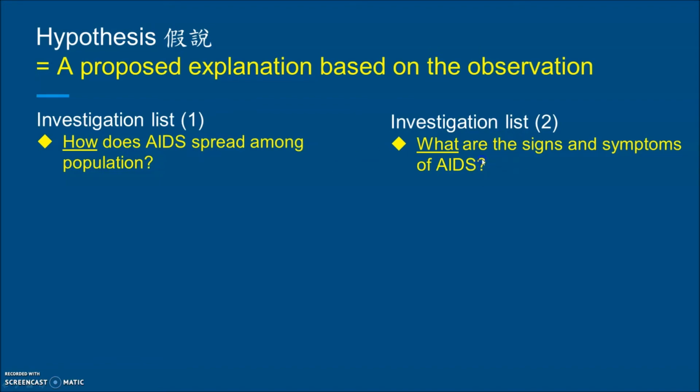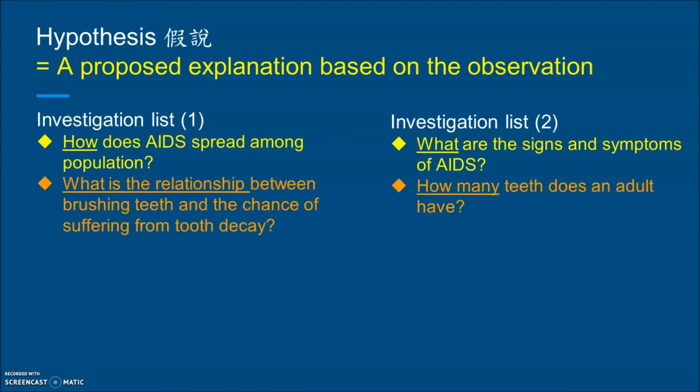And then on the right hand side, what are the signs and symptoms of AIDS. So the focus is what. And the second pair is what is the relationship between brushing teeth and the chance of suffering from tooth decay. So the focus is the relationship between two factors, brushing teeth and the chance of suffering from tooth decay. And on the right hand side, the investigation is how many teeth does an adult have. We are also investigating the teeth, but actually the focus is just how many do we have.